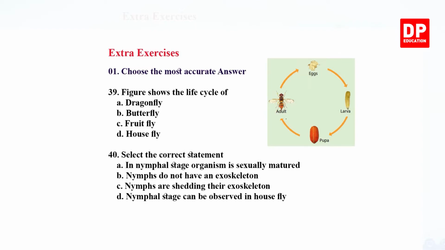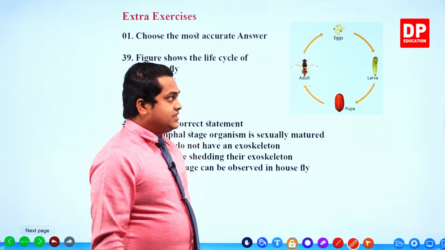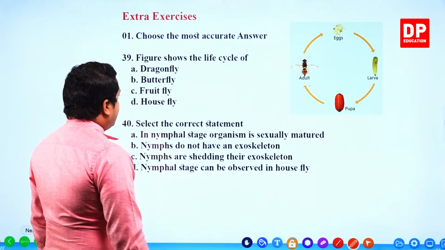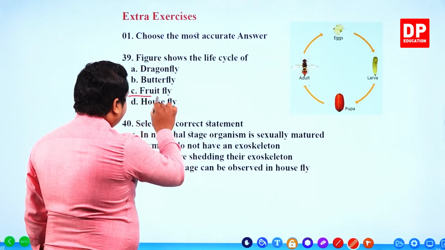Then the next one: the figure shows the life cycle of. Here you can observe a fly, the larva, eggs and the pupa. My dear children, I think you are familiar with this image. It shows the life cycle, or the stages of metamorphosis, that can be observed within the fruit fly. So this is the life cycle of the fruit fly.